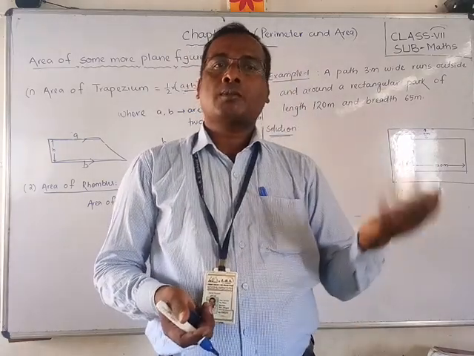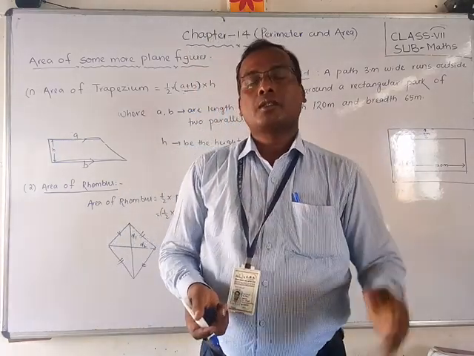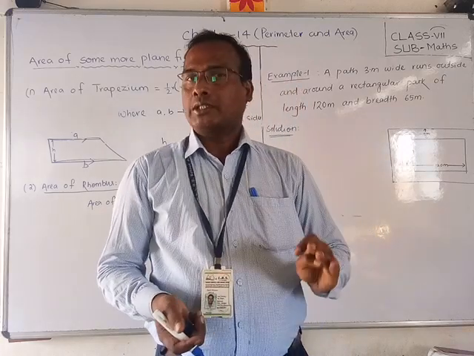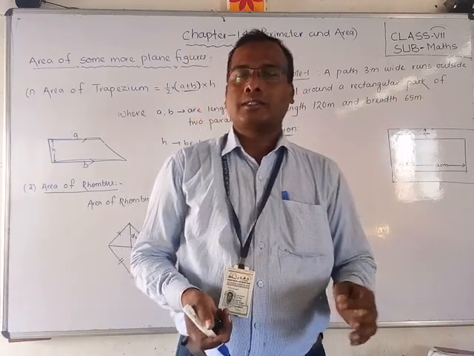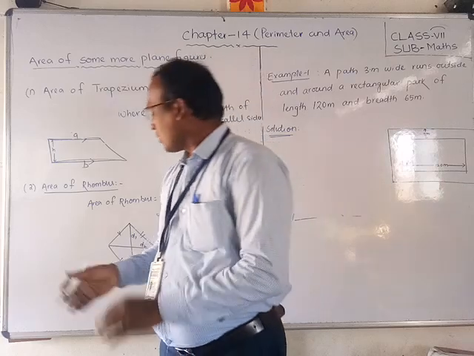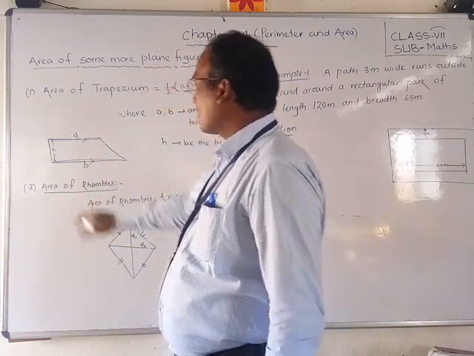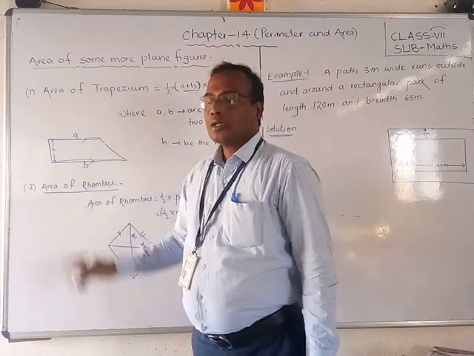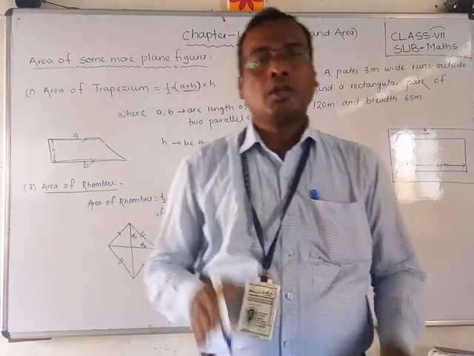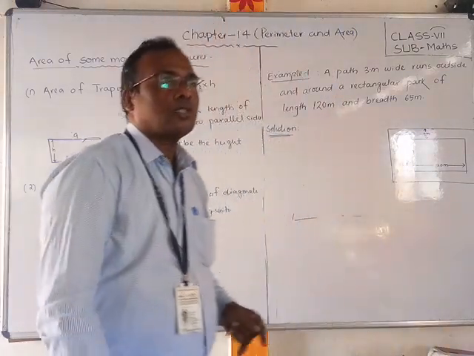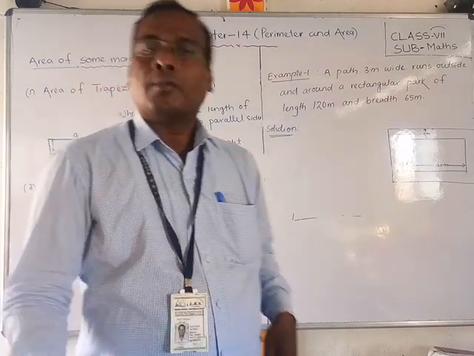You have learned parallelogram, rectangle, square, trapezium, rhombus, kite. Out of these quadrilaterals, this is one of the 2D figures, also called a plane figure. Now, the area of the rhombus. The rhombus is also a 2D plane figure, and 2D means length and breadth.